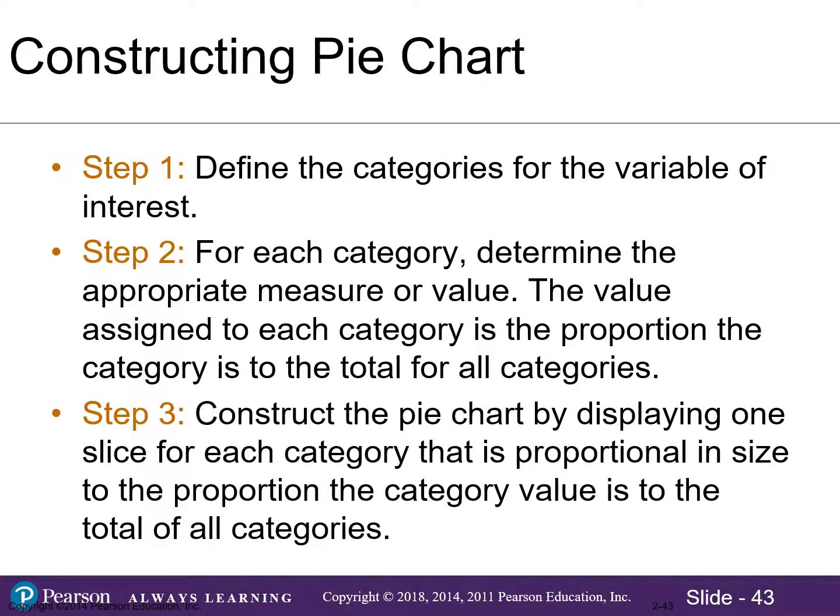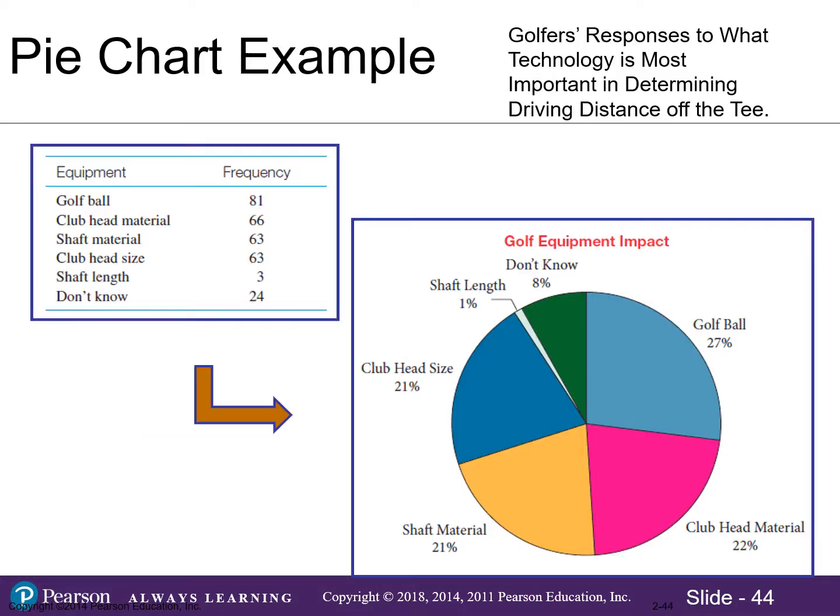Here we go. So step 1, make your categories. Step 2, do some division. Step 3, draw it. I really summarized that quickly. Sorry. Here we go.